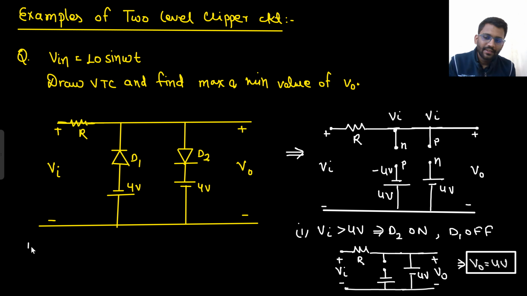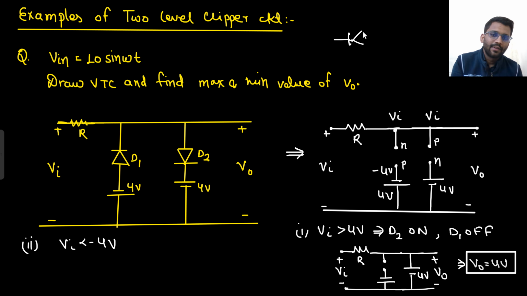Now see one more condition. How to turn on this diode? When V in is less than minus 4 volt. Look, this is the diode. This is at minus 4. If this is less than minus 4 volt, that means N potential will be less, P potential will be more. So at that time, diode D1 will be on, and D2 will be off.